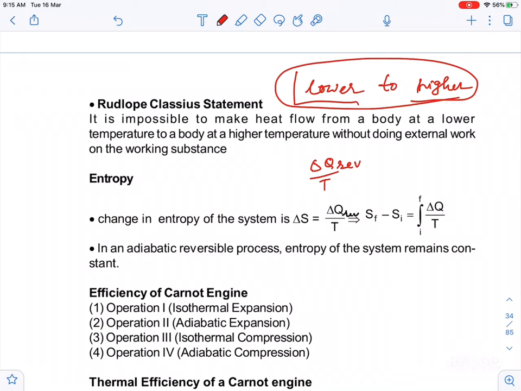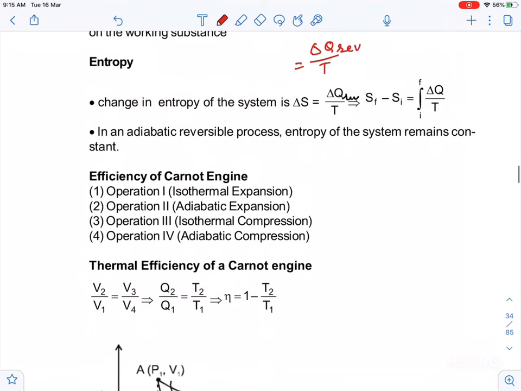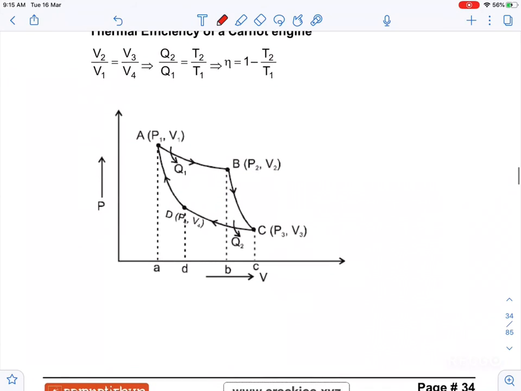Entropy is delta Q by T. In chemistry you read this as delta Q reversible by T. Now guys, the Carnot cycle works in 4 steps. Step 1 is isothermal expansion. Then comes adiabatic expansion.